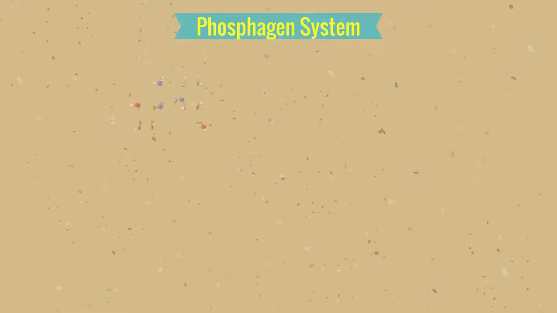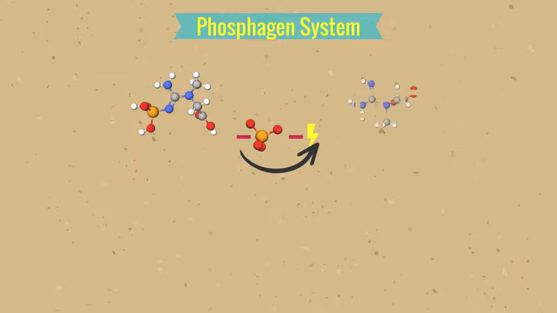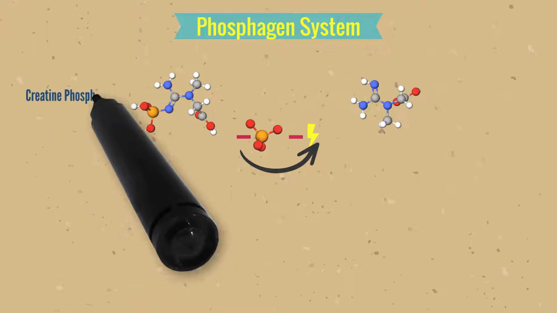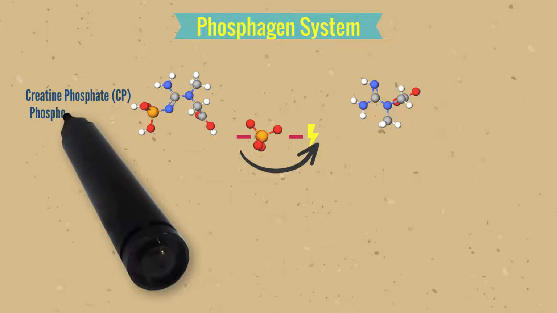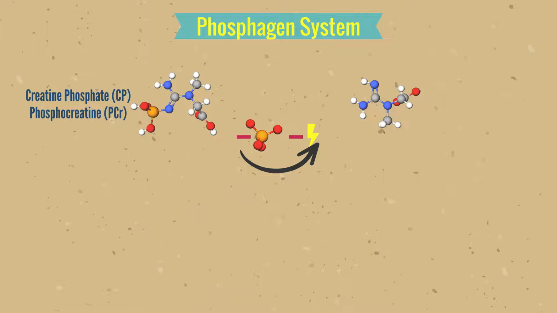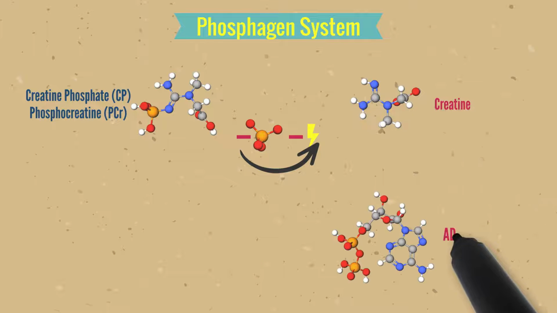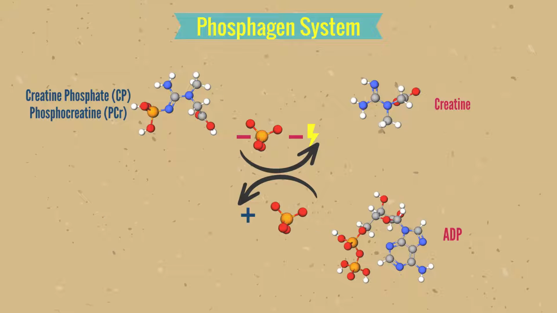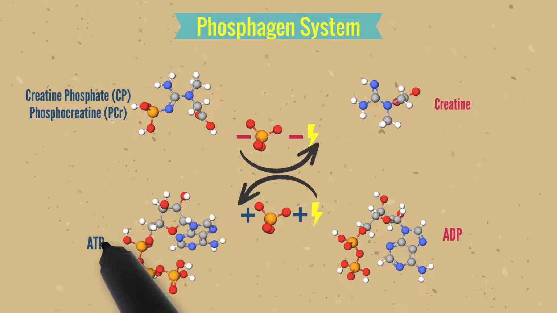Phosphagen System relies on the hydrolysis of ATP and the breakdown of high-energy phosphate molecules called creatine phosphate or CP, also known as phosphocreatine or PCr. Creatine phosphate supplies a phosphate group that combines with ADP to replenish ATP.